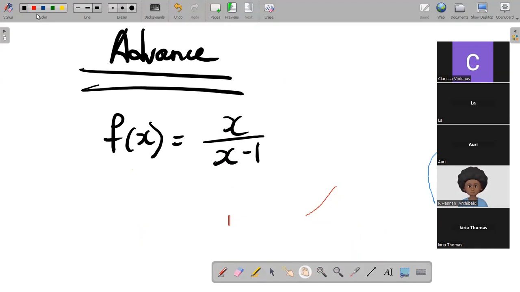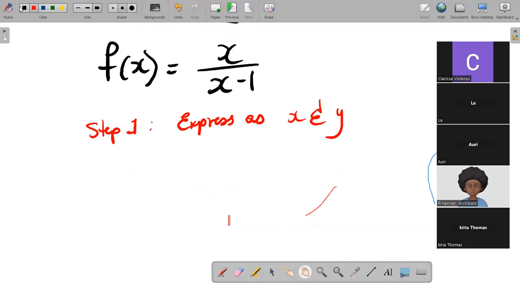All right, so step one is the same. Express as x and y. So instead of f of x equal that, you would have y is equal to x over x minus 1. Let me write this a little better and bigger so it's easier for us to follow. x over x minus 1.